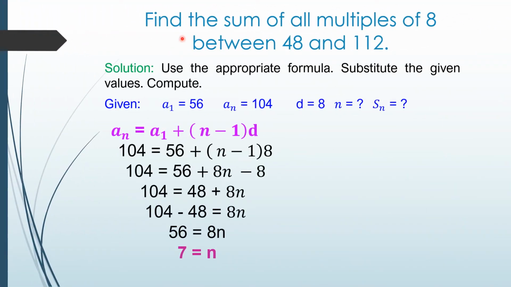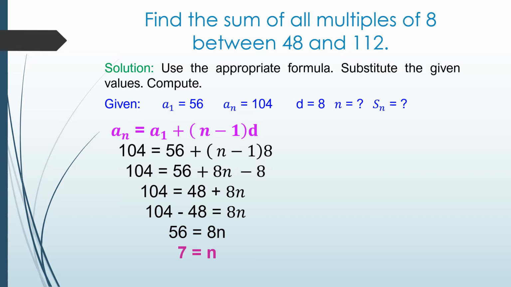Let's have this example. Find the sum of all multiples of 8 between 48 and 112. Ano ang kailangan nating isolve? Kailangan nating hanapin ang sum ng lahat ng multiples of 8 na nasa pagitan ni na 48 at 112. Ano nga ba ang tinatawag nating multiple?